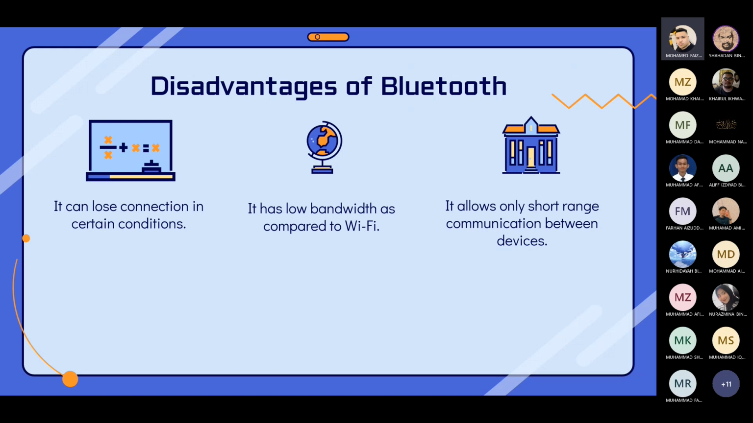The next is it has low bandwidth compared to Wi-Fi. Even though the transfer speeds are impressive at around 25 megabits per second, certain other technologies like Wi-Fi Direct can offer speeds of about 250 megabits per second. This is an area that can be improved upon in the near future of Bluetooth. So the last part is it allows only short range communication between the devices.